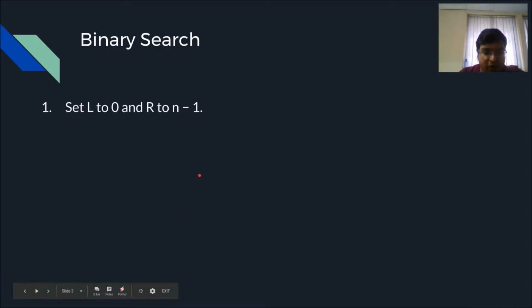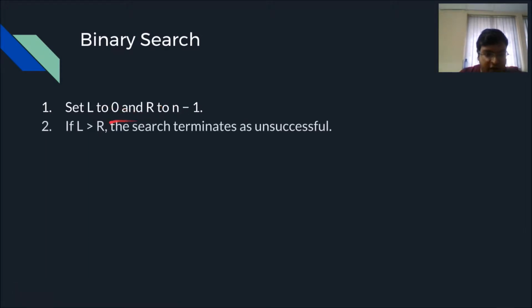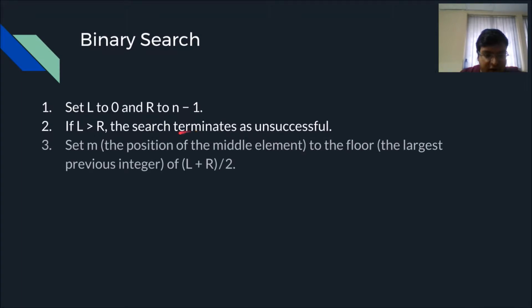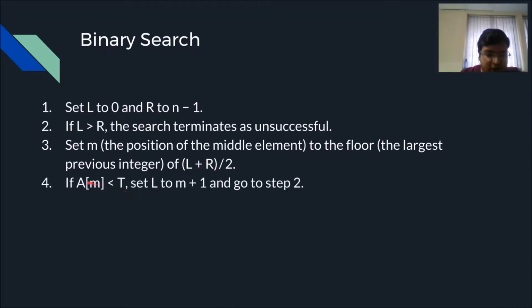I'll give you the formal algorithm. You take two pointers, L and R, and set L to 0 and R to the length of the array. Now, if L is greater than R, you terminate the search and return unsuccessful. That means that the element was not found. Otherwise, you find the middle element of the array, which is M equals (L plus R) by 2. In the next step, you compare the middle element of the array with the key that you want to search. If it is less than the key, that means that the element you are searching for lies in the right half of the array. So you set L to M plus 1 and go back to step 2.